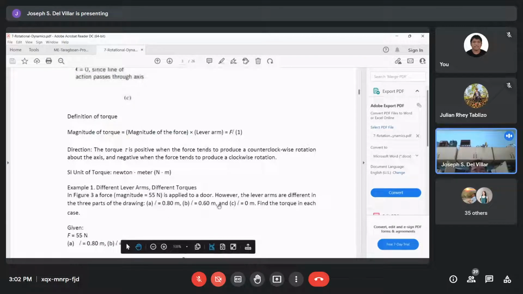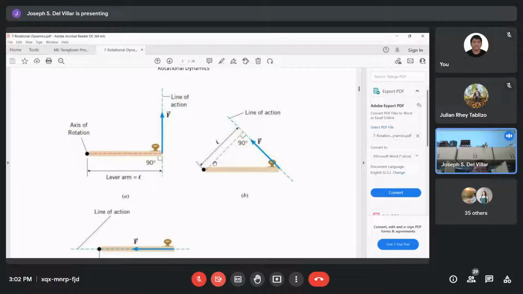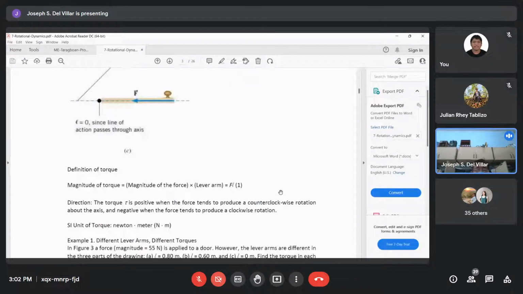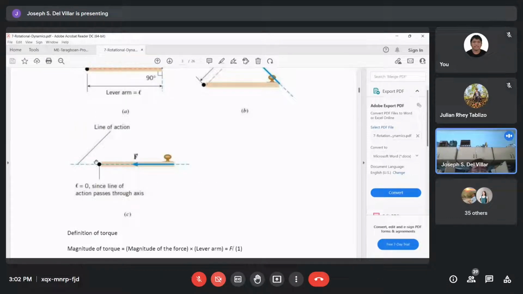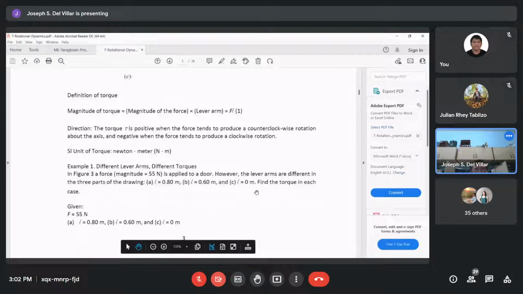Sa letter B naman, ang lever arm is 0.6. Okay, where is this? This one, no? Itong dotted na brown or red line ba yan? Okay, that is the lever arm, 0.6. A little bit shorter than A. Okay, and of course, sa letter C, 0. No? As I've said, 0 kasi yung force dumaan sa axis of rotation or pivot point. So 0 yung kanyang lever arm. Now find the torque in each case. Okay, find the torque if the force is 55 newtons and the lever arm is 0.8.